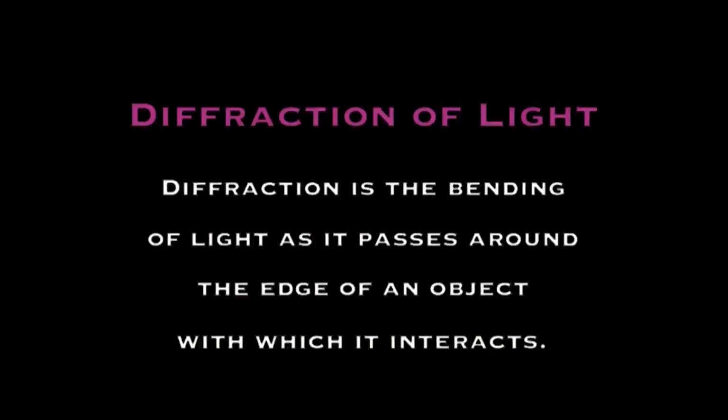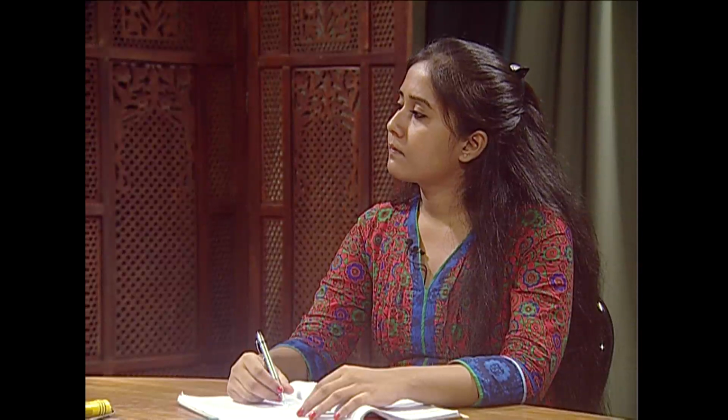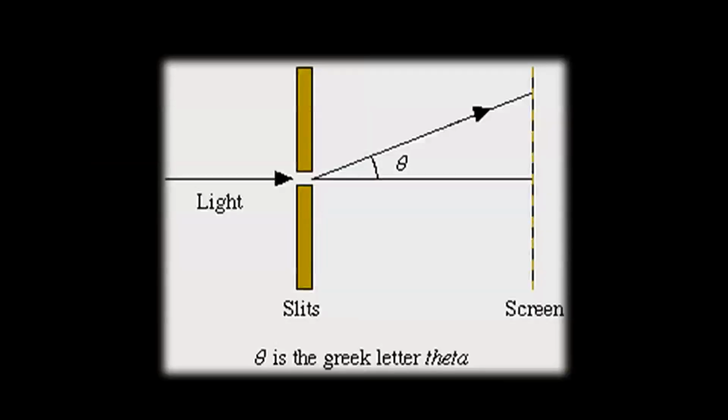Now coming to another phenomenon when light interacts with matter, which is diffraction of light. So what is diffraction? Diffraction is the bending of light when it hits an object. Now there's a small criterion which has to be fulfilled for light to be diffracted by that object. The size of the object should be comparable to the wavelength of incident light. Then only it will get diffracted.